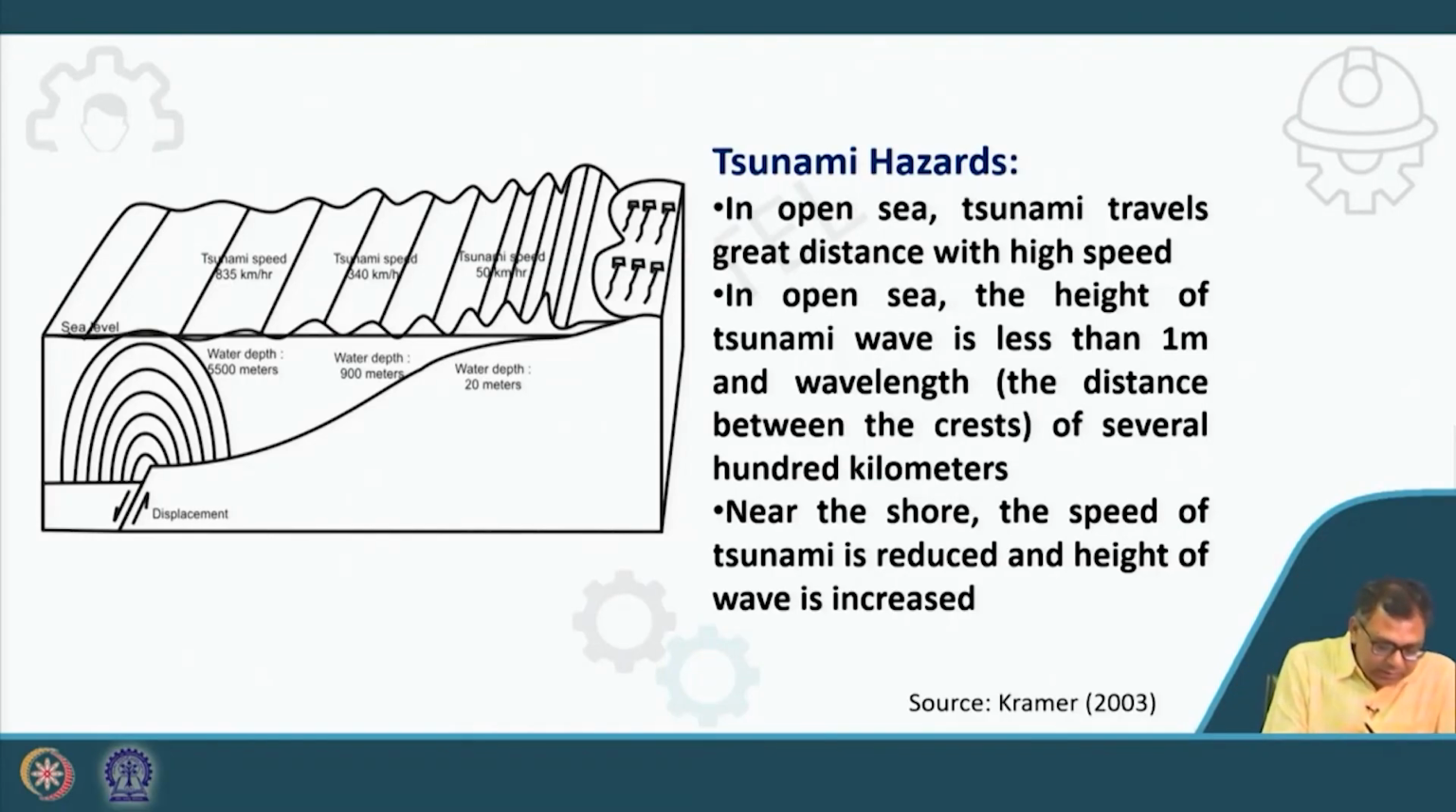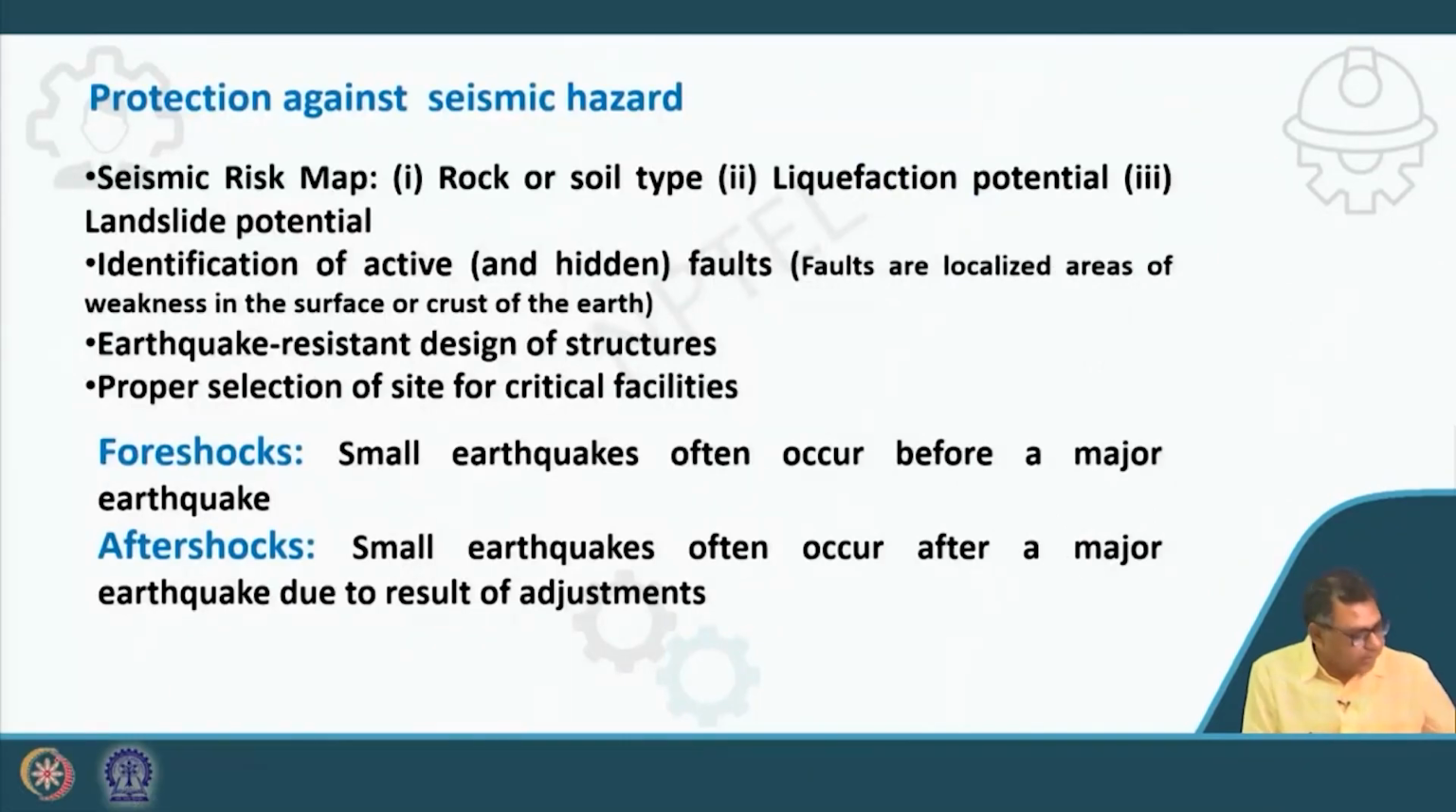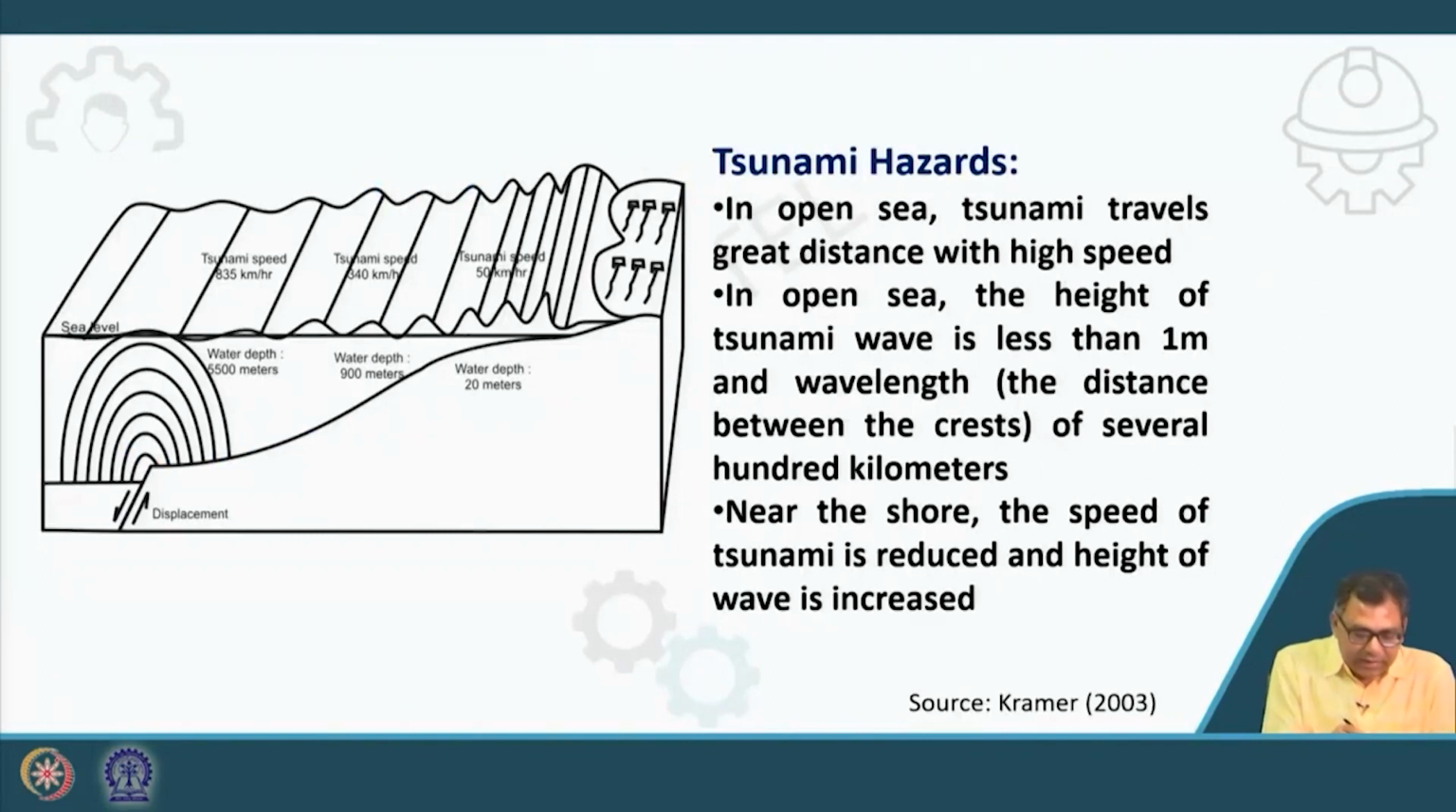So you can see in this figure that the speed is around 800 km per hour in the open sea, and when it reaches the shoreline, the speed is around 50 km per hour. So that means in the open sea, the tsunami wave travels great distances with high speed.